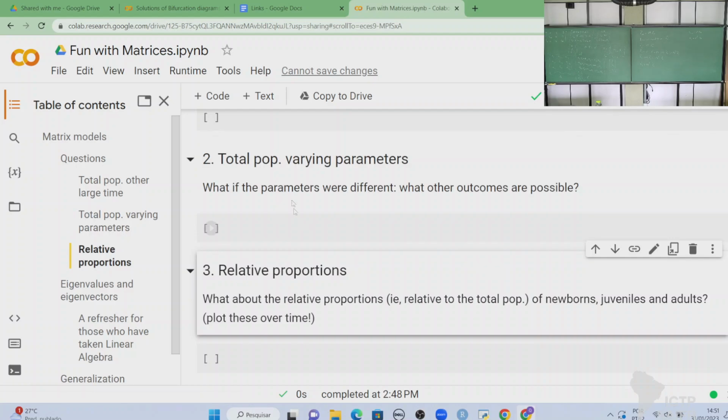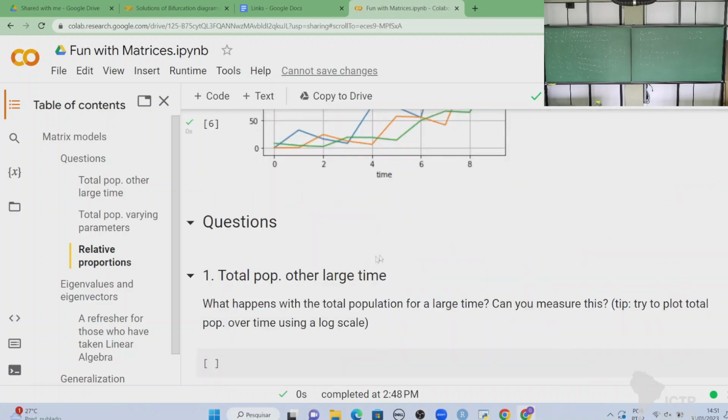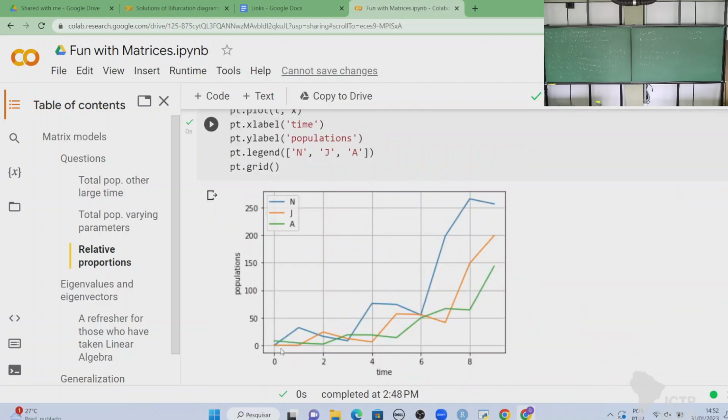And then a final question here is what happens to the relative proportions? So we see in this plot here that at the beginning you have many adults, or adults should know juveniles and adults, but as time goes on, sometimes you have a lot of adults and very little juveniles and newborns. And at other times I have few adults, too many juveniles and newborns. And this keeps changing here in the beginning.